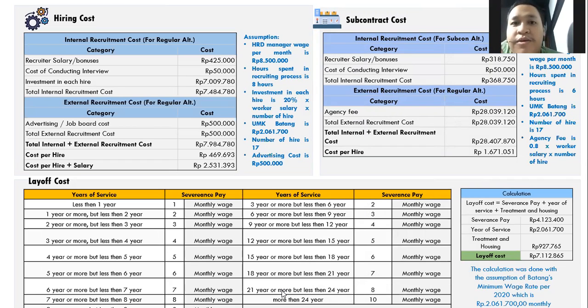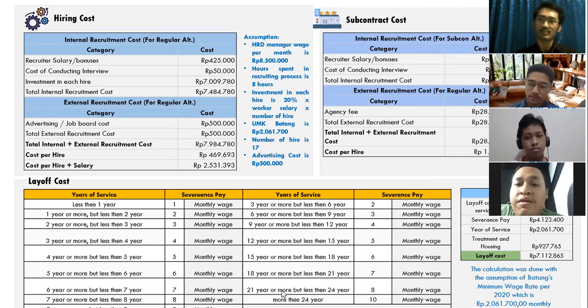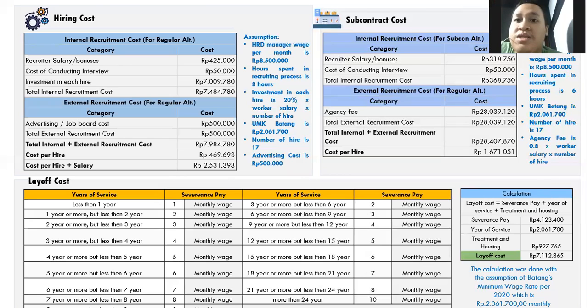And then we found the cost per hire is 469,000. The assumption is an HR manager wage of 8,500,000 per month. Our time spent in the recruiting process is 8 hours, and the investment in each hire is 20% times worker salary times number of hires. The minimum wage in Batang is 2,061,000, and the number of hires is 17, which consists of machine operators and material handling operators.